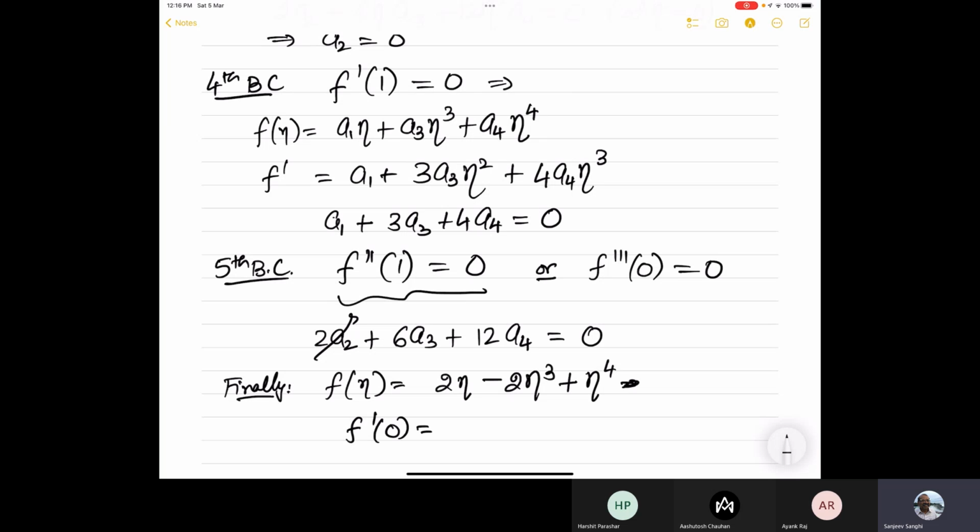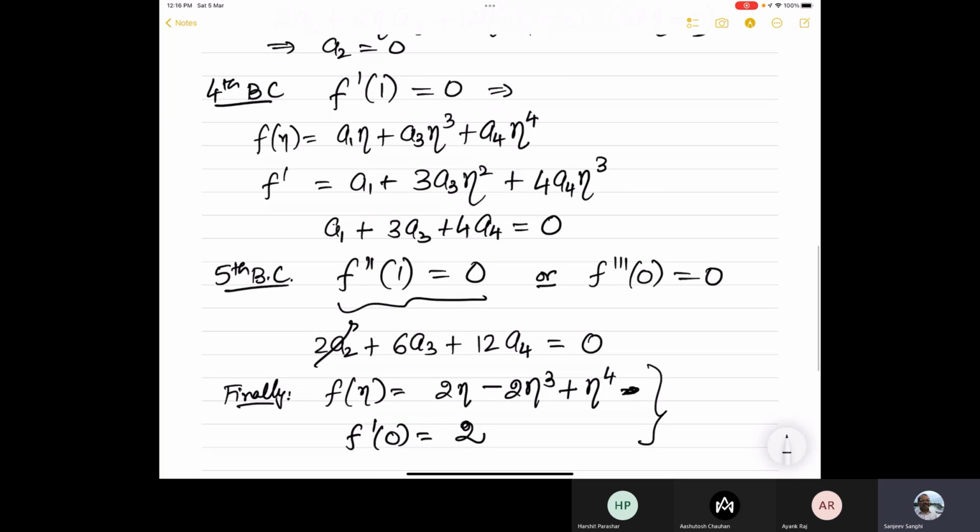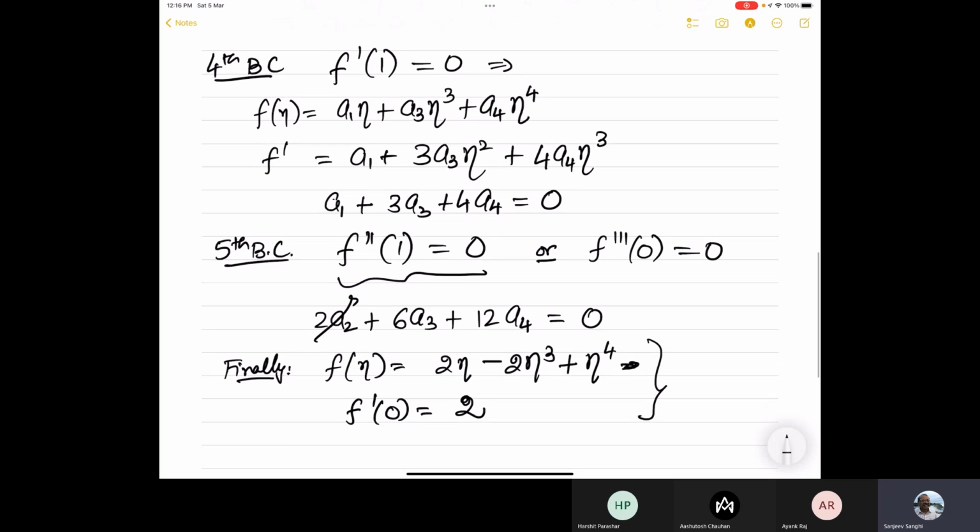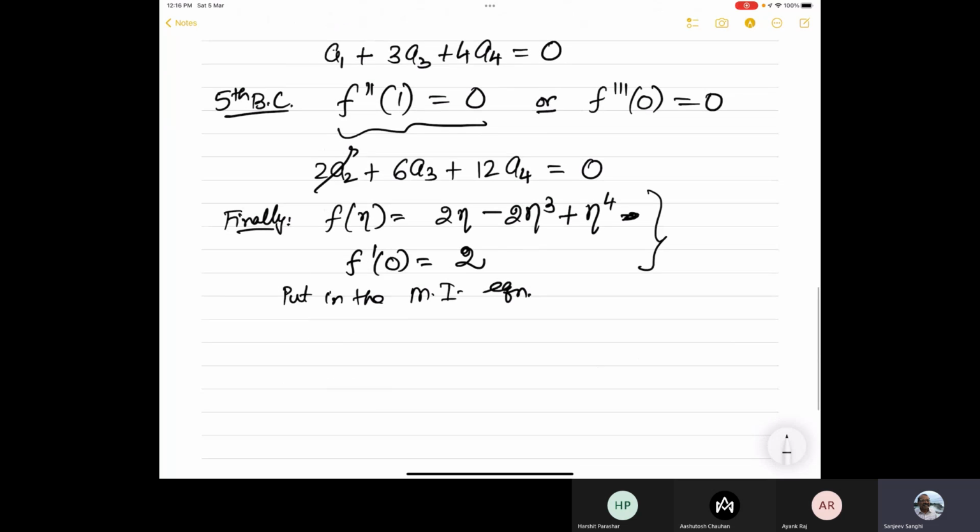This is something which we need because this is related to the shear stress. This turns out to be equal to 2. So these are the two inputs which we get after we put in all the boundary conditions, and these will be put in the momentum integral equation. Now the momentum integral equation is U square d theta by dx is equal to tau wall by rho.